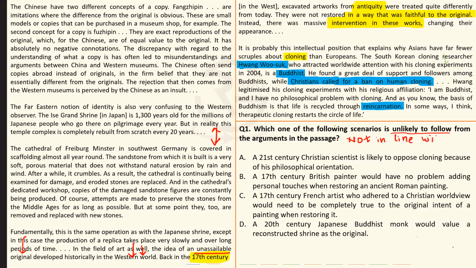to us. So information क्या है कि Chinese people have a far looser, far liberal idea regarding duplicate, original, copy. Western cultures have a far more strict idea कि ओरिजिनल एक ही चीज होती है, डुप्लीकेट नहीं चलता हम. ओके, चलो लेट्स गो थ्रू ऑप्शंस वन बाय वन. व्हाट डज द फर्स्ट ऑप्शन से? 21st century Christian scientist, okay, modern scientist, is likely to oppose cloning, definitely, because of his philosophical orientation. Yes, we are given that modern day Christians, they are opposing cloning.